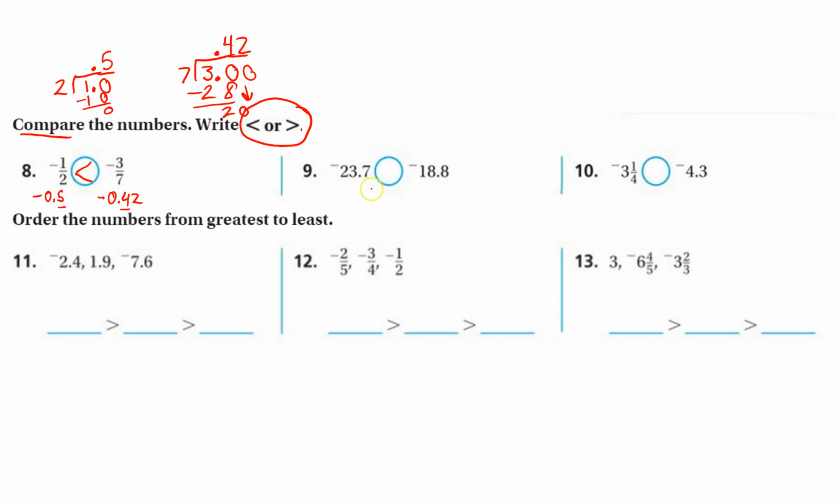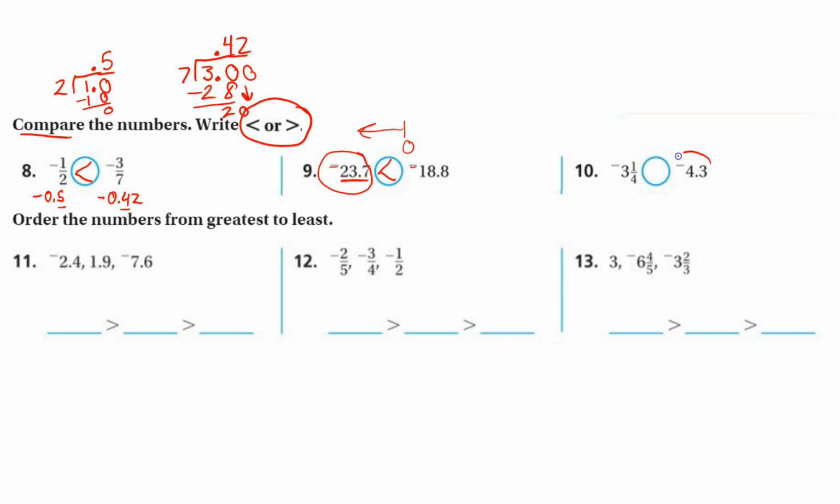Okay, number 9. Both of these are already decimals, and they're both negative. So I just have to think which one would be further left on the number line. This goes 23.7 to the left away from the 0, right? 0 would be here. This one goes 23.7 to the left. This one only goes 18.8 to the left. So this number would go further to the left. So it is going to be less valuable.